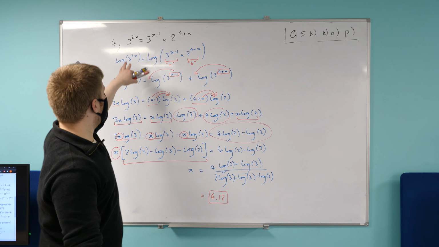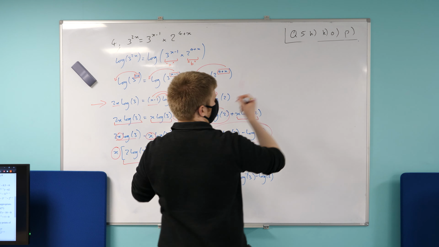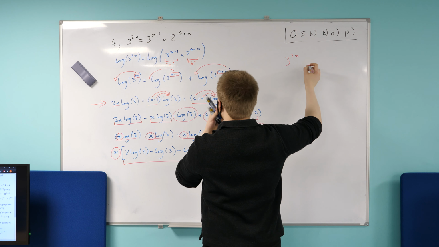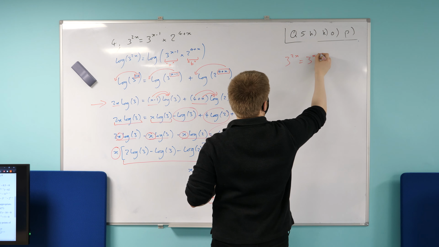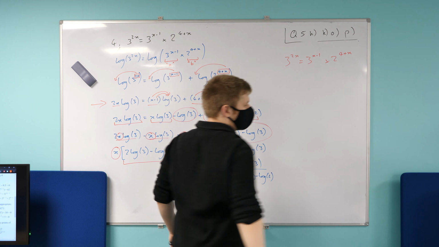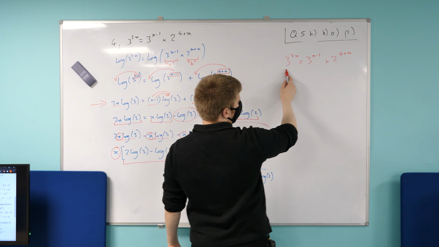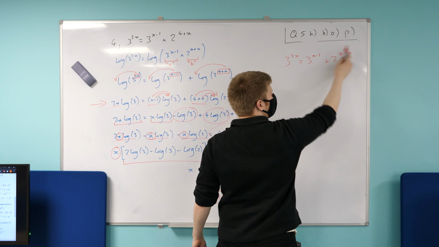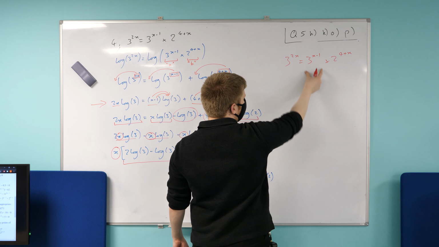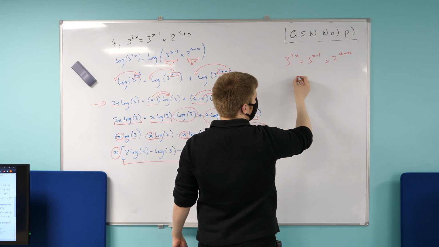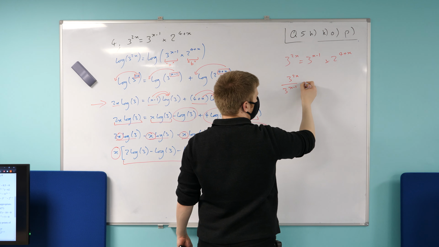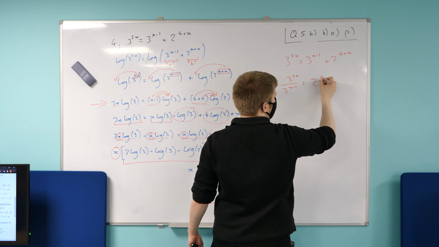Good. Now, just like before, you could have also simplified before you started. If you notice, you've got 3 to the power 2x equals 3 to the power of x minus 1 times by 2 to the power 4 plus x. You've got 3 to the power of something equals 3 to the power of something times by something else. So why not take that 3 to the power of x minus 1 and divide it on both sides? You get 3 to the power of 2x divided by 3 to the power of x minus 1 equals 2 to the power of 4 plus x.